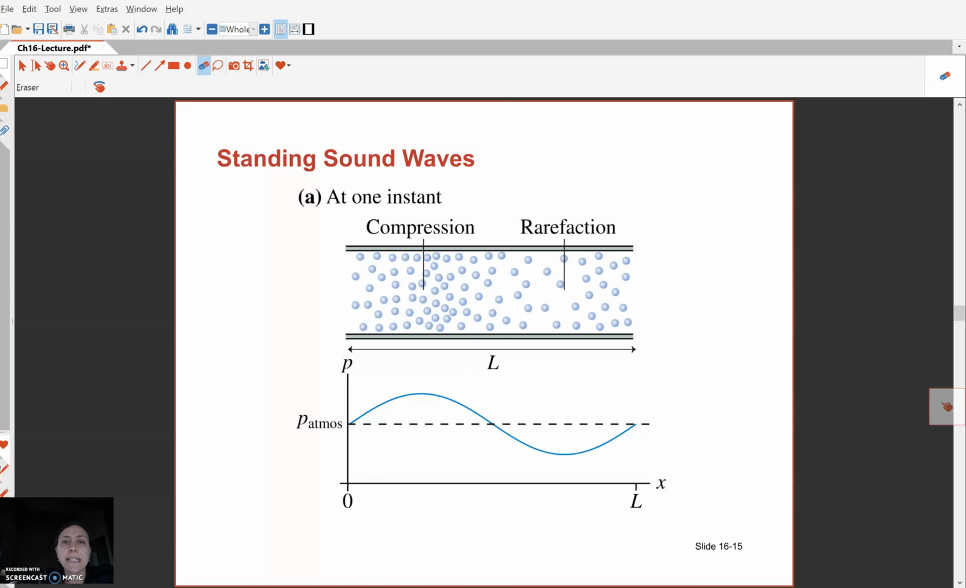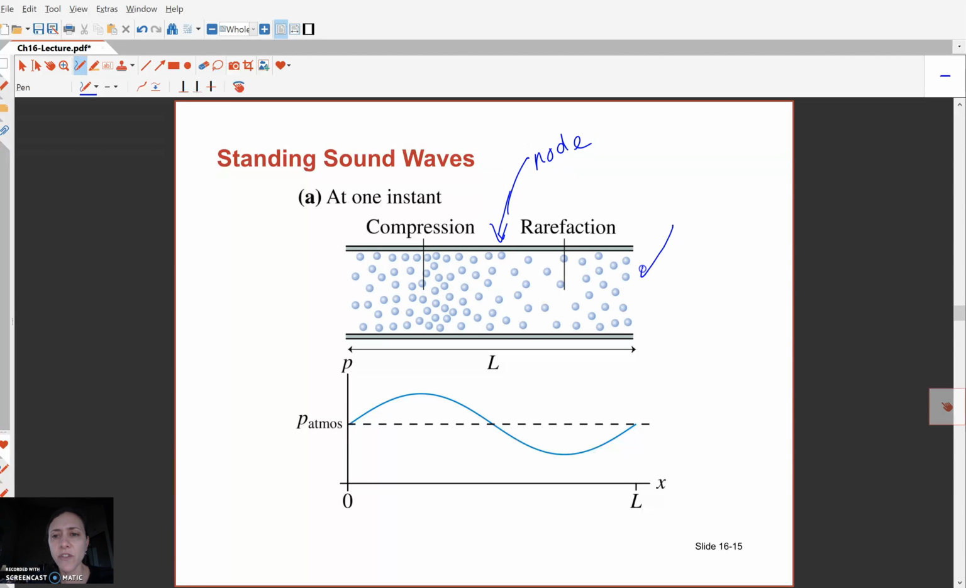This brings us to standing sound waves. If you have a tube that's open on both ends, then you get regions of compression and rarefaction. But when you have a standing wave, that region of compression alternates between compression and rarefaction very quickly, and the region of rarefaction alternates between rarefaction and compression very quickly, and that region in the middle always stays around atmospheric pressure. That we would call a node. So right here in the middle of the tube, we would have a node.